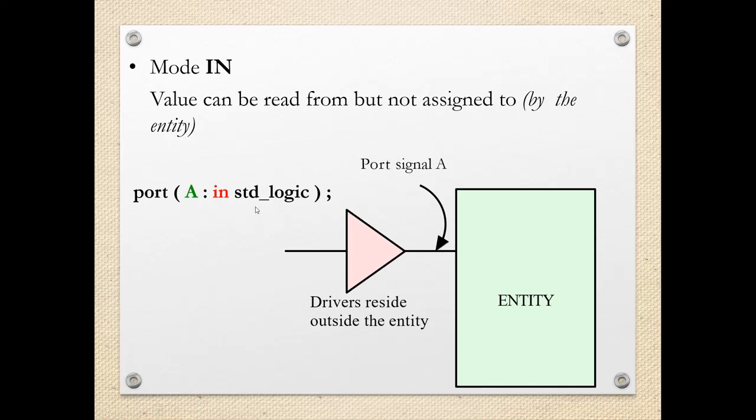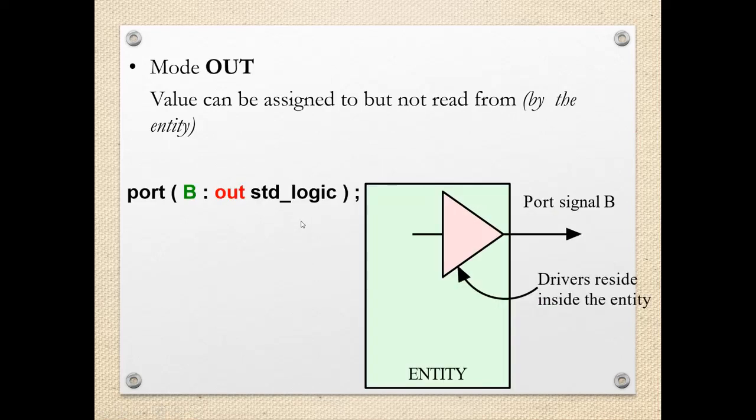It may be bit also, like in bit, so there will be only 2-valued logic. If it is STD logic, it is 8-valued logic. If it is STD_ULOGIC, then it will be 9-valued logic. Then for port B, you see the signal is going out of the entity, so it is of mode out, and the type of the signal is STD logic.